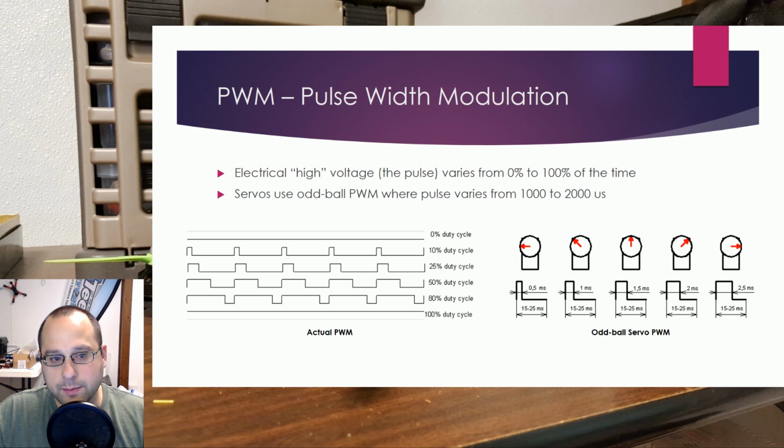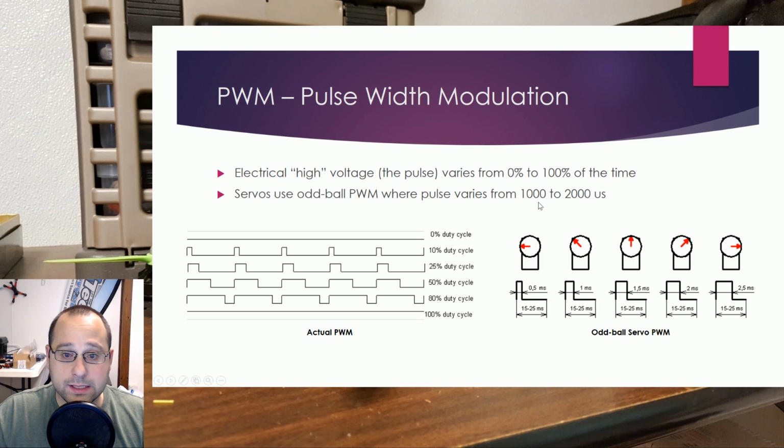We use this oddball kind of pulse width modulation where instead of varying from 0 to 100%, the pulse, first of all, in PWM, the actual length of the pulse can vary. The pulse window can be defined to any value that you desire, and what matters is the percentage of time out of that window that the pulse is high. But in the RC world, or with servos, we always define the pulse as varying from 1,000 to 2,000 microseconds.